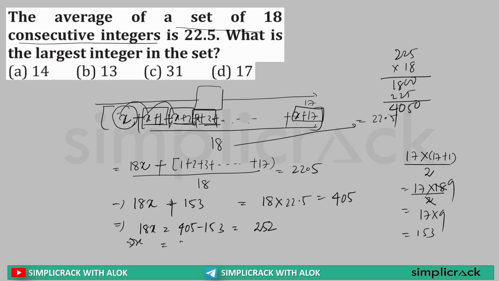Sir, x is equal to what? 252 divided by 18. Sir, 18 ones are 18, 72, 18 fours are 72. Sir, here x is what? Sir, 14. Sir, it is asking about the largest number. Sir, the largest number is x plus 17. So it is x plus 17, which is equal to 14 plus 17, which is equal to 31. So the answer is, sir, option C. Clear or not? Clear? This is how you can solve the questions. It is not that tough.